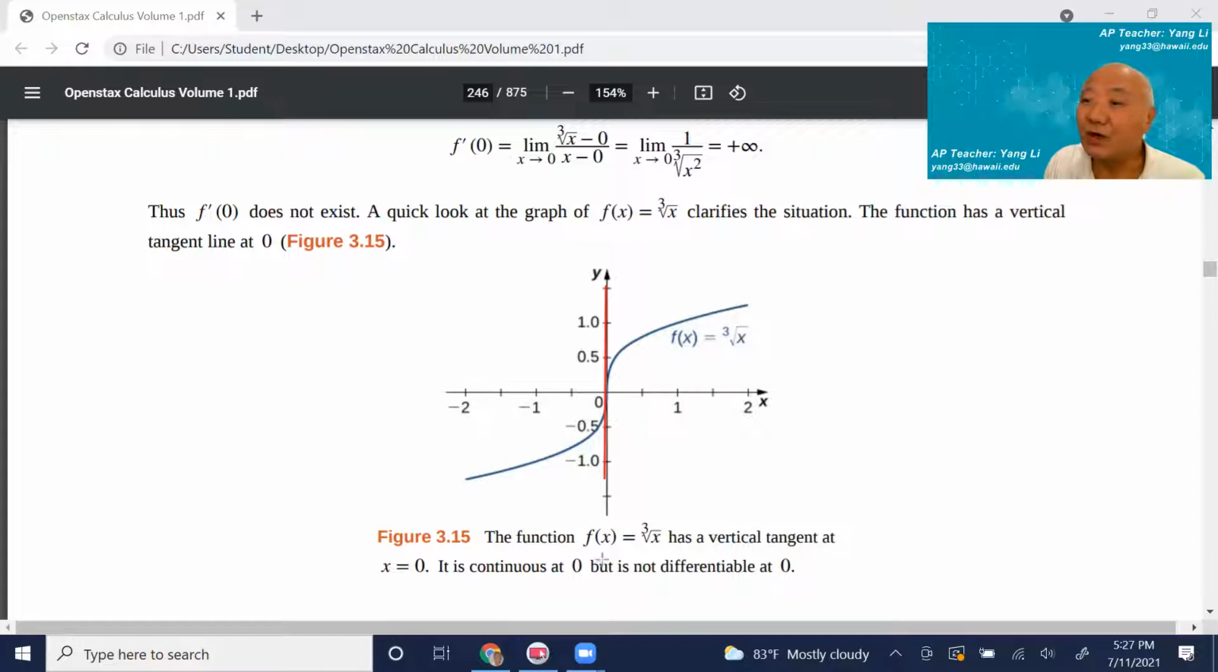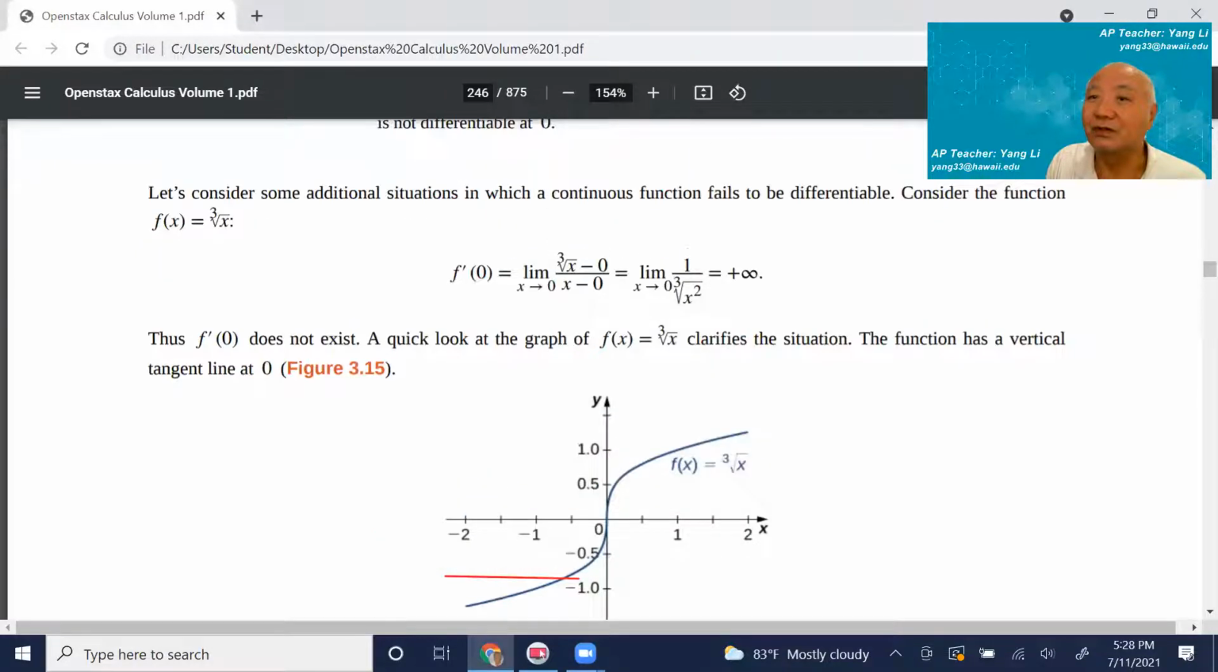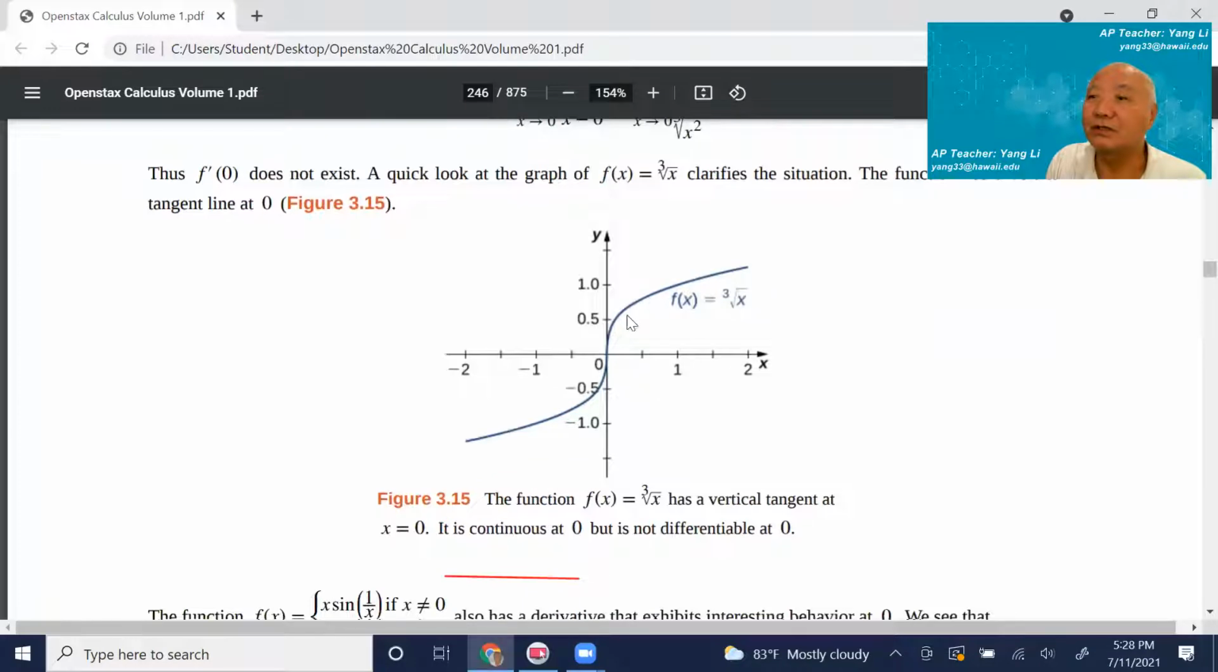But even though the function at x equals 0 is what? Continuous. Why continuous? Because there's no hole, right? Here, no hole, right? That's continuous. We know that. Or you can go like this here.